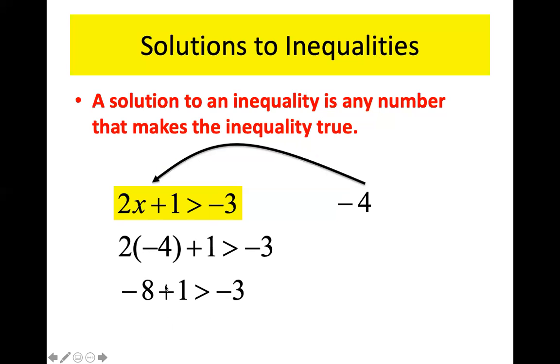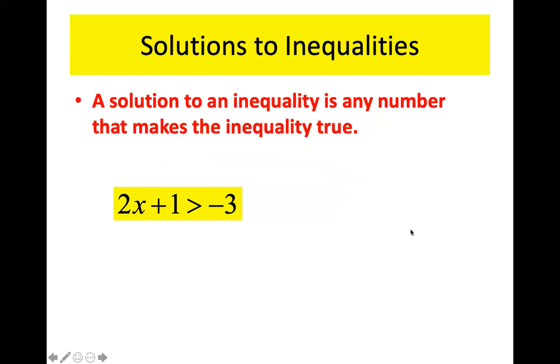Opposite signs mean subtract, more negatives than positives. So that'd be negative 7. Is negative 7 bigger than negative 3? Absolutely not. So the answer is no. All right, these aren't too bad. It's not too complicated to do right here.